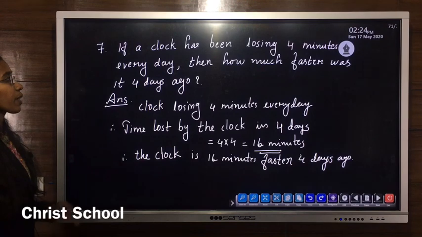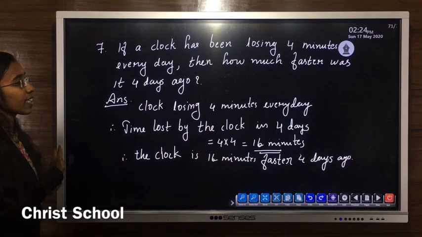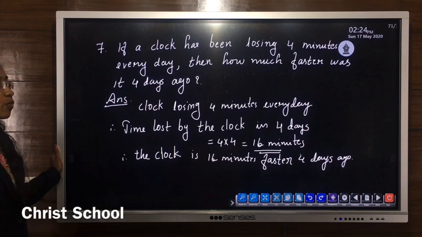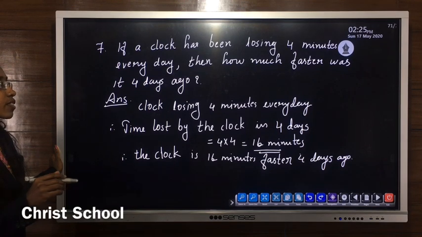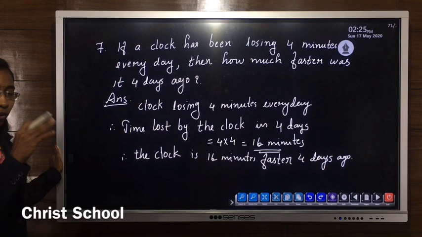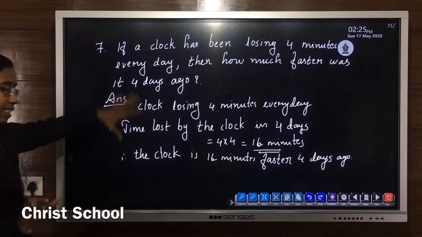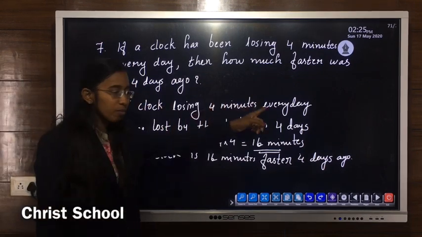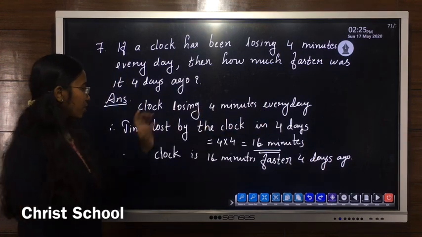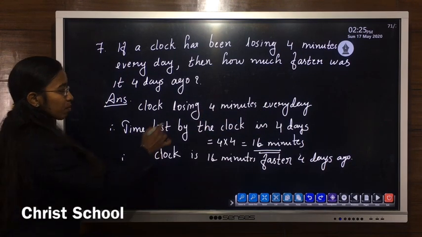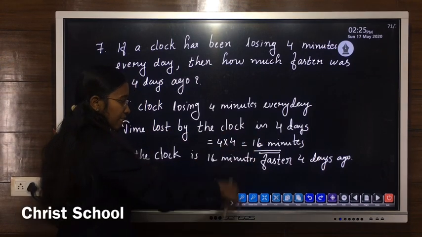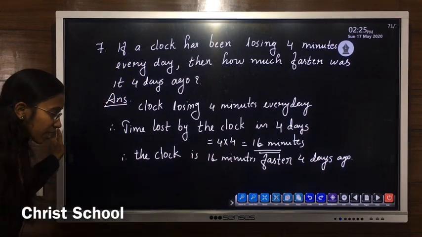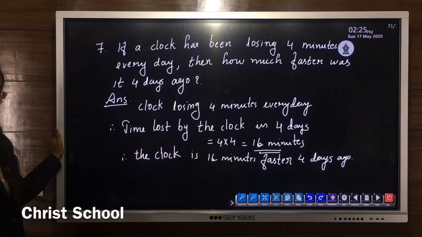Seventh question. If a clock has been losing 4 minutes every day, then how much faster was it 4 days ago? Which means for every day the clock loses 4 minutes. Then how many minutes does it lose in 4 continuous days? That is 4 into 4, 16 minutes. That is the answer. Step by step: the clock loses 4 minutes every day, this is the given condition. From this we can find the time lost by the clock in 4 days, which means 4 into 4, equal to 16 minutes. Therefore we can conclude the clock was 16 minutes faster 4 days ago.